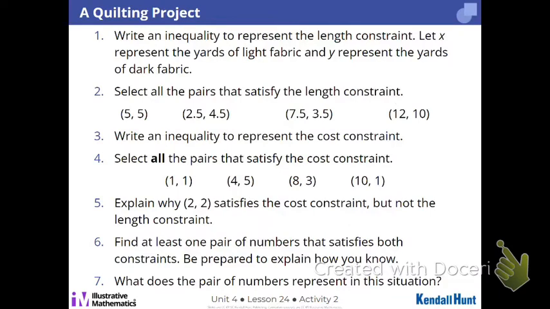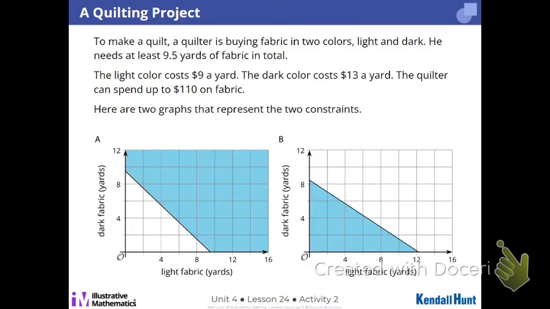Now I want some of these ordered pairs that work for both. All right, what are some ordered pairs that work for both constraints? Give me one, Ivy. I don't know if this is right because it's decimals, but 3.375 for x and then 6.125 for y. That's one of them. Who's got another ordered pair that would work for both? 8 and 2. 8 of the light, 2 of the dark, okay. Vinny? 5 and 5. 5 of each, okay. That gives me 10, so we'll check that out.